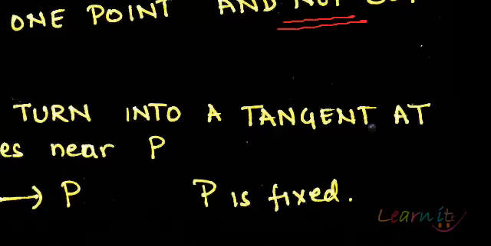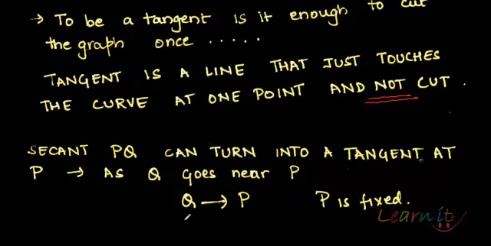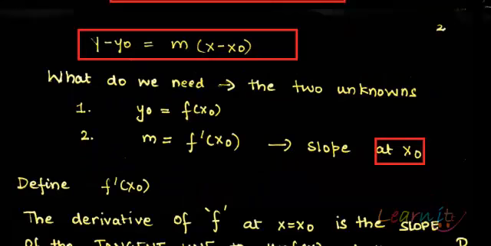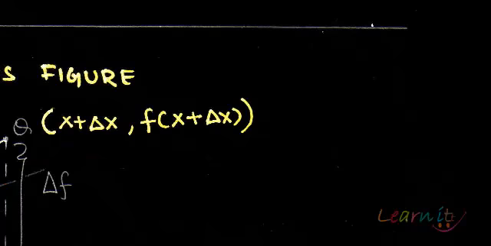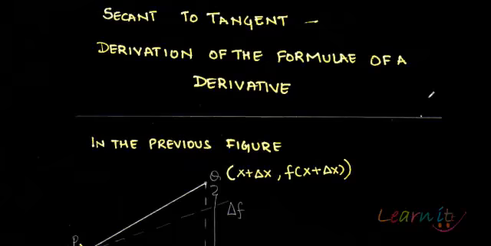So what has to happen? Q has to go near P, where P is your fixed point, the point where I want to locate a tangent. So let me just see how we can do it. So, secant to tangent. So how exactly will we be moving there? So, the derivation of the formula of a derivative, okay?